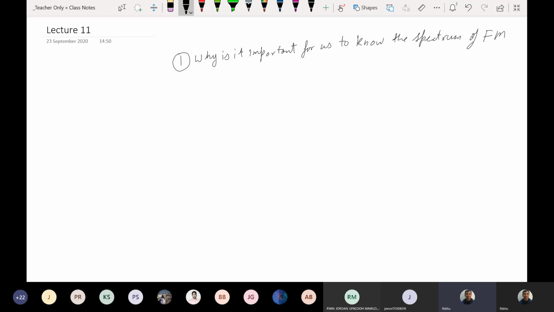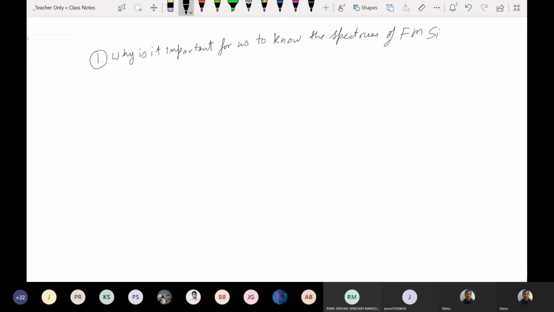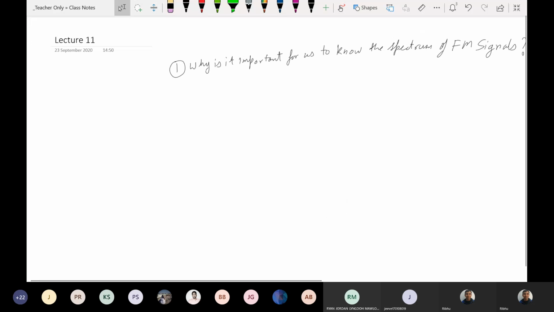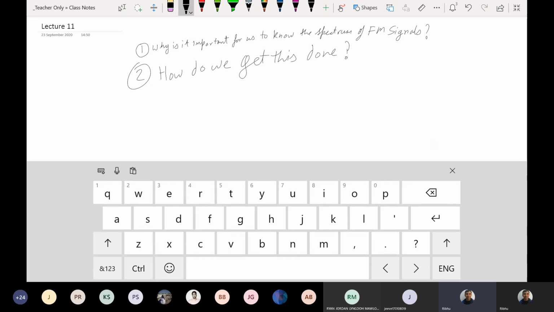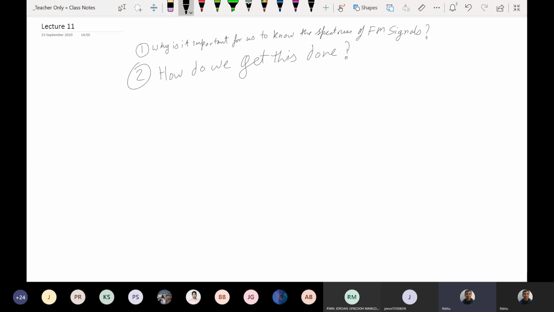Two, how do we do this? So my question marks are bad. Yes. So is point 1 clear? Why do we need the spectrum of FM signal? Is that clear? Because only then we should move to point 2.